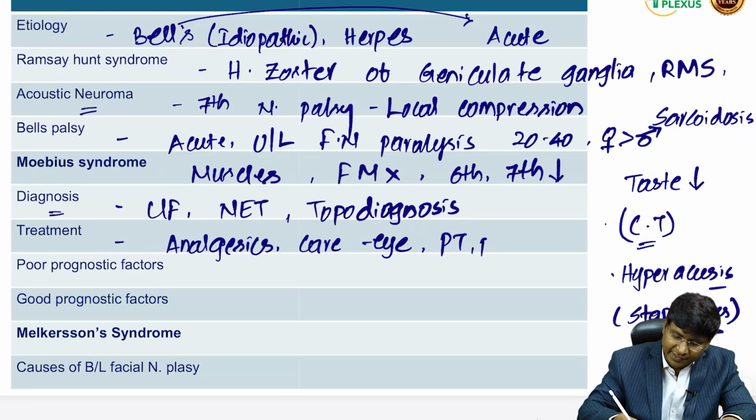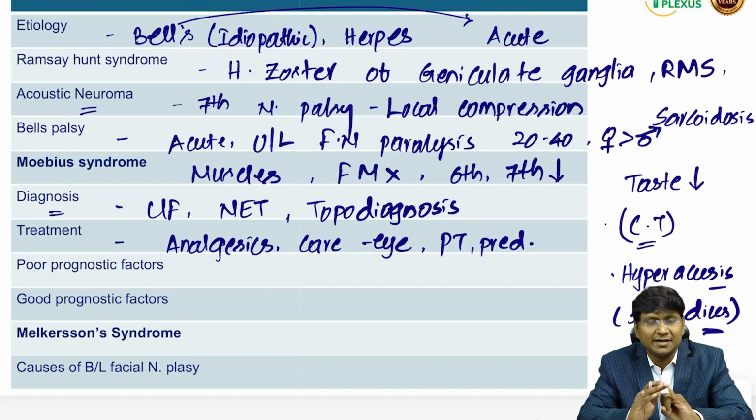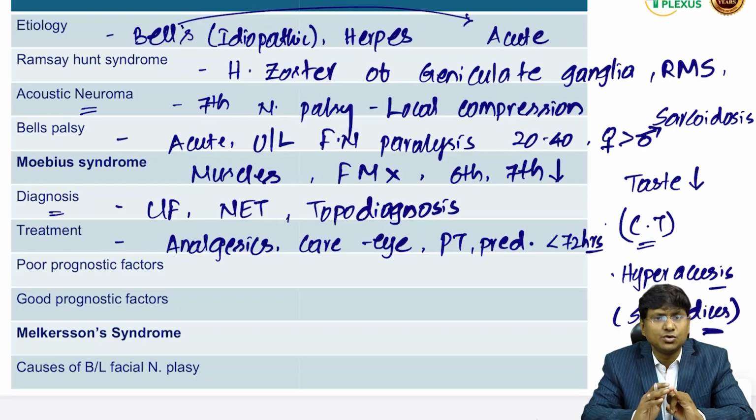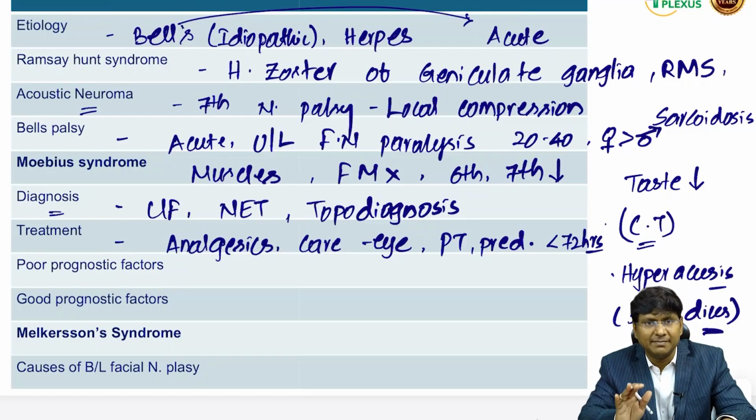And the next important is prednisolone. Prednisolone should be given at a dosage of 1 milligram per kg for nearly around 10 days. And this prednisolone should be given within 72 hours. And if there is suspicion of viral infection, acyclovir addition is of questionable benefit. Okay, so this is about the treatment in case of Bell's palsy.